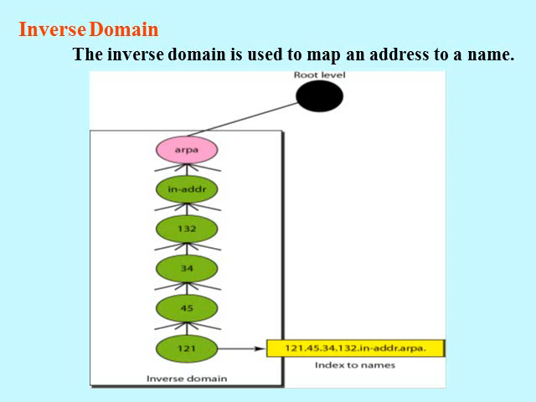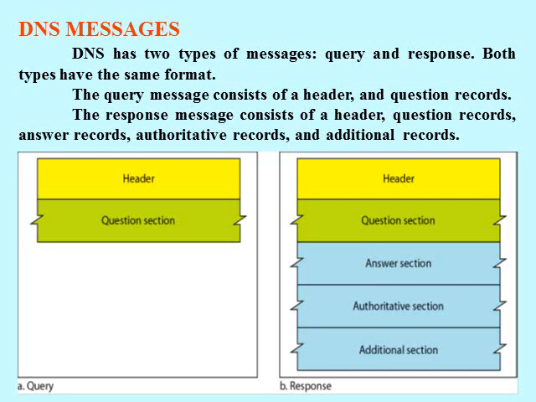Along with that, a particular domain is there, called ARPA, and that is used to map the particular address in the different sections, that is, the IP address is there. For example, it should be 121.145, that is 121.121.45.34.132.in-addr.arpa, indexed to the particular name, that is called an inverse domain.